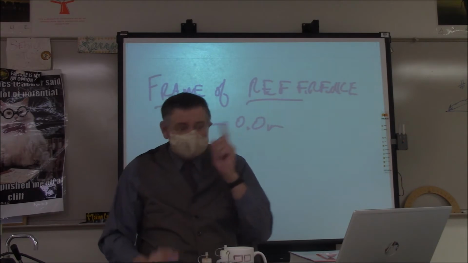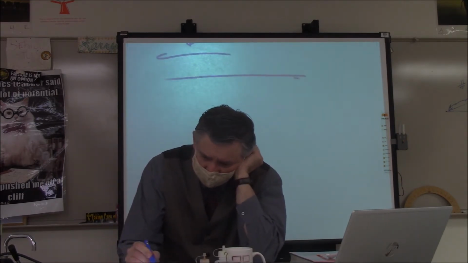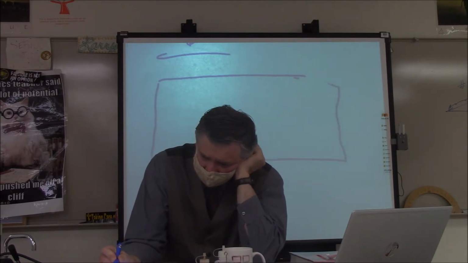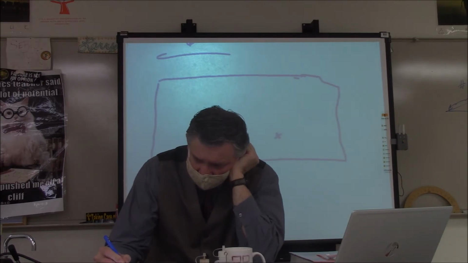So what we're going to do is look at a simple example. We're going to look at the great state of Kansas, and we're looking at 3 different points.